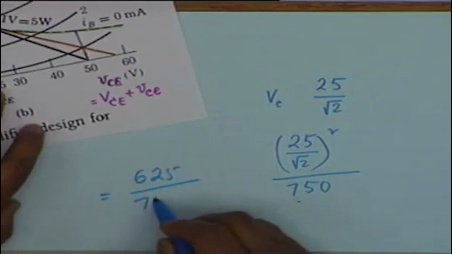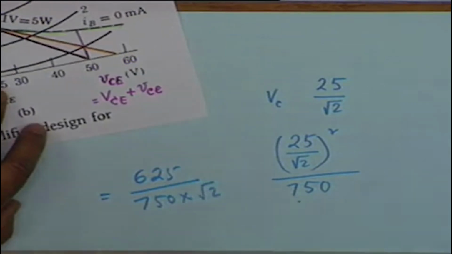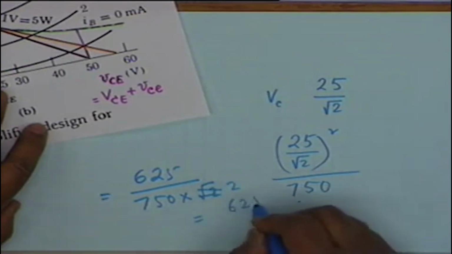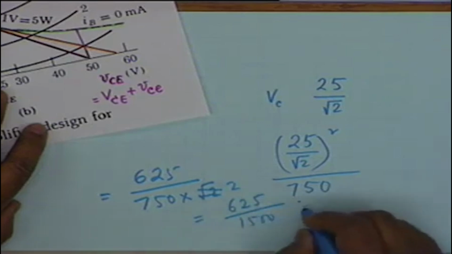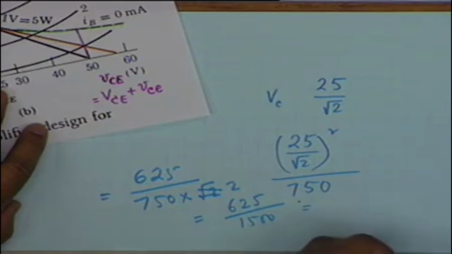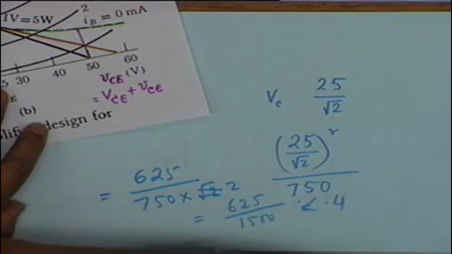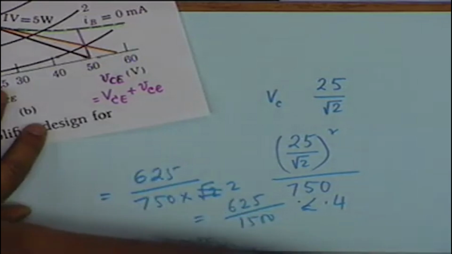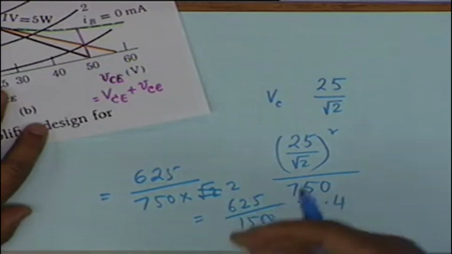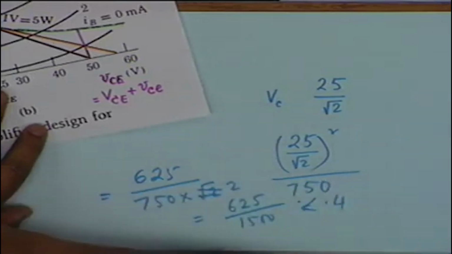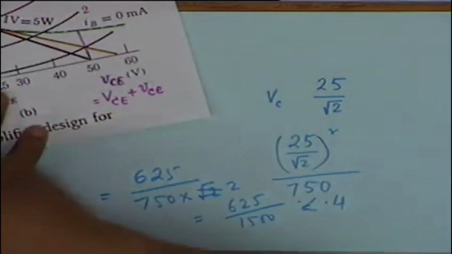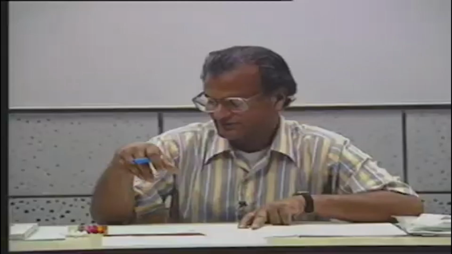So how much is this? 625 divided by 750 multiplied by root 2 multiplied by 2. You see how poor this circuit is. It is even less than 0.4 watt. 5 watts is being dissipated in the transistor, and by driving the transistor to its limit, we can get only 0.4 watts. So it's very inefficient. Isn't that right? It's not even 10%. From 5 watt we are wasting, and we are getting 0.4.